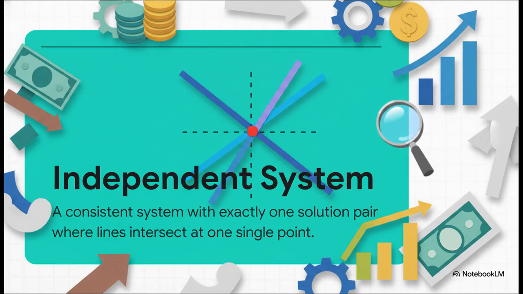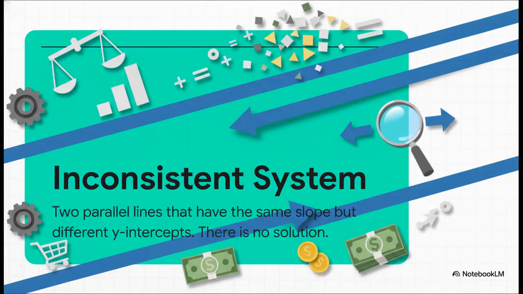If you graphed it, you'd see 2 lines with different slopes crossing at one single, highly precise intersection point. Then we have the second bucket, the inconsistent system. Imagine doing all that math with substitution or addition, and suddenly your equation boils down to a totally bizarre false statement like 12 equals 0. That's just the math's way of telling you there's absolutely no solution.